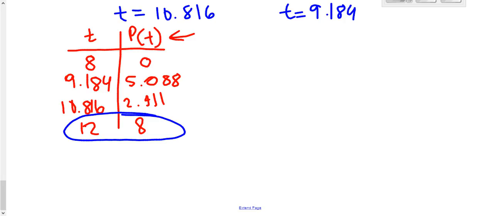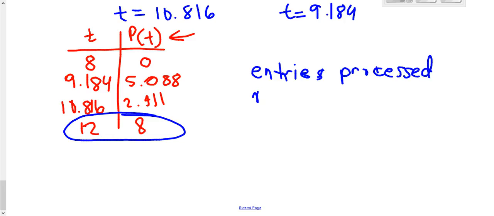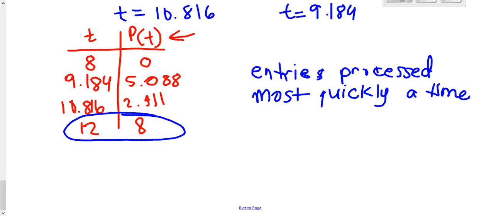So the question says justify your answer. So the entries, processed most quickly at time t equals 12. And all my math justifies it.